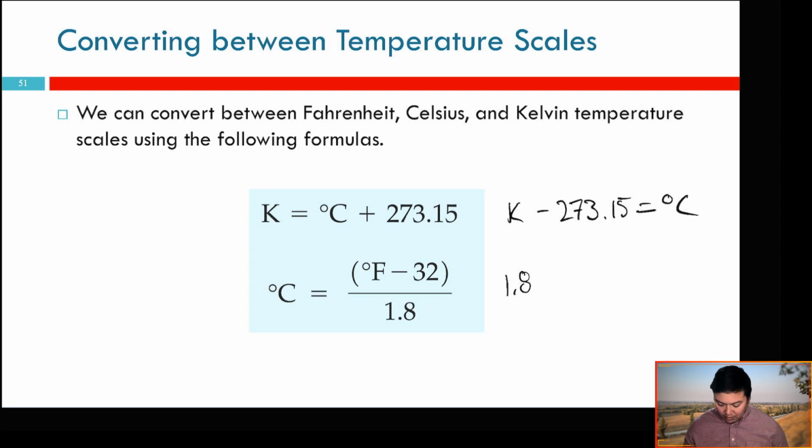So 1.8 degrees C equals, right? And then we would add 32 to both sides. So plus 32 equals degrees Fahrenheit. So if you want to go one way, you can go the other way. You just have to rearrange the equations. Oh, the other note I wanted to make is notice that for Kelvin, there's no degree Kelvin. It's just Kelvin.